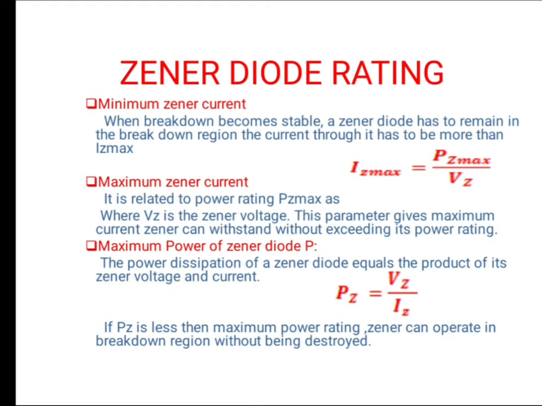And now the maximum power of the Zener diode. It is defined as PZ equals VZ into IZ. That is, power dissipation of the Zener diode equals the product of Zener voltage and current. Here by mistake it is written VZ by IZ, but it is VZ into IZ for power. Okay, now if PZ is less than the maximum power rating, the Zener can be operated in the breakdown region without being destroyed.